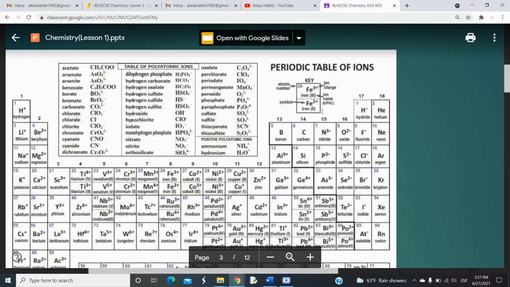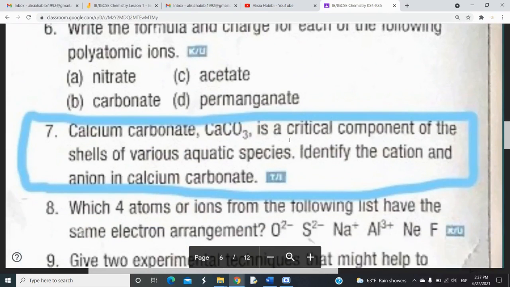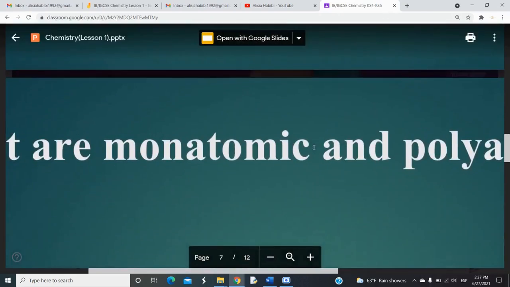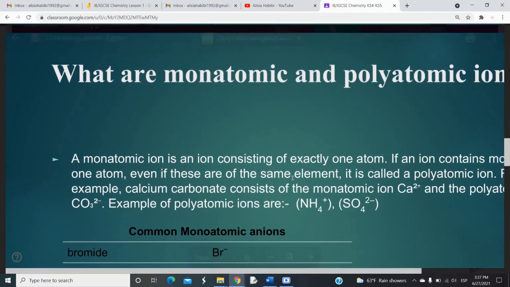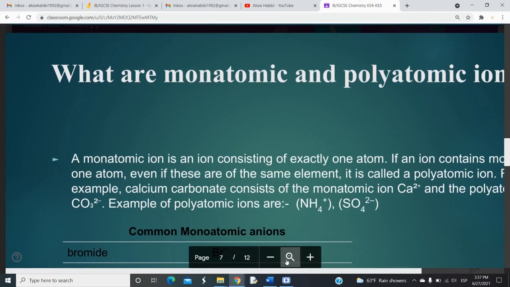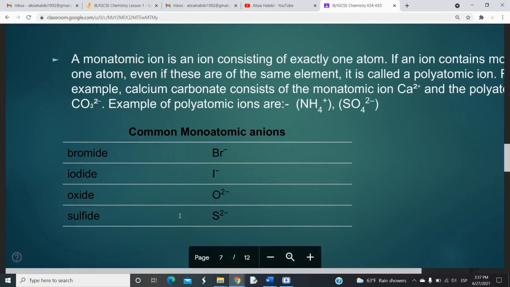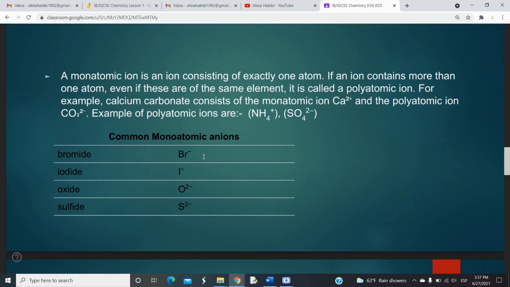So moving on, guys, from calcium carbonate being a critical component of the shells of aquatic species, we're now going to look at the next aspect: what is the difference between monoatomic and polyatomic ions? Monoatomic ions, as I've said, consist of one atom. It's usually just single elements like bromide, as you can see here, or iodide, oxide, sulfide, fluoride, etc. Any one of those consisting of only one atom is considered monoatomic.